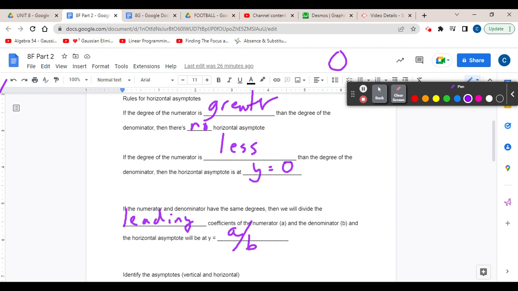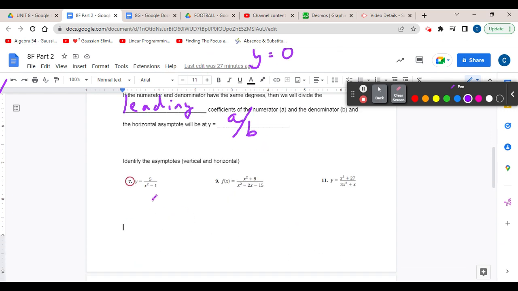Those are the rules on the notes. I want to apply these rules to these 3 example problems right here. Hopefully this helps us get a little bit more comfortable with these things, and then we can go from there and try to identify asymptotes of these functions. So, identifying the asymptotes, vertical and horizontal.